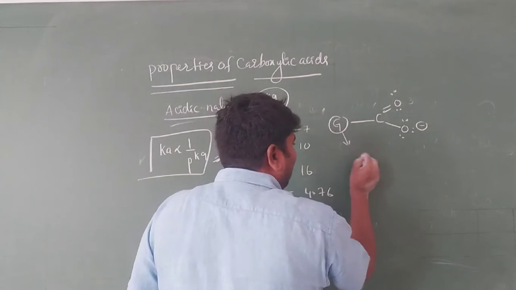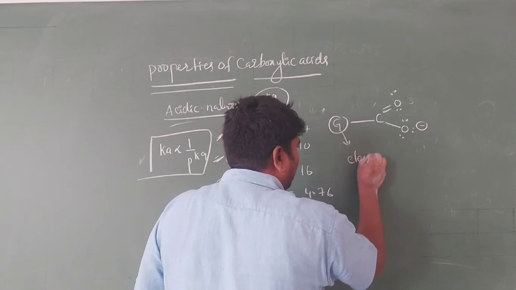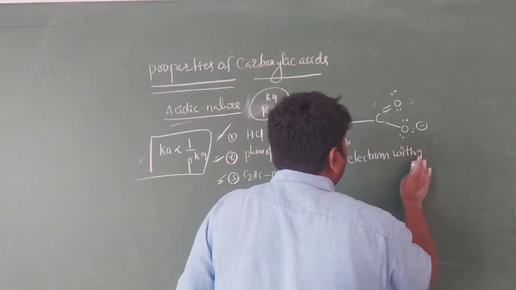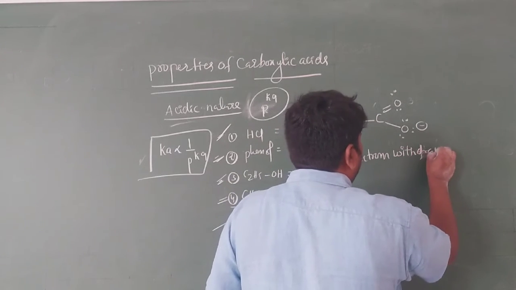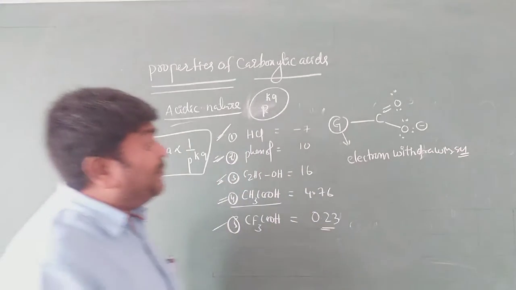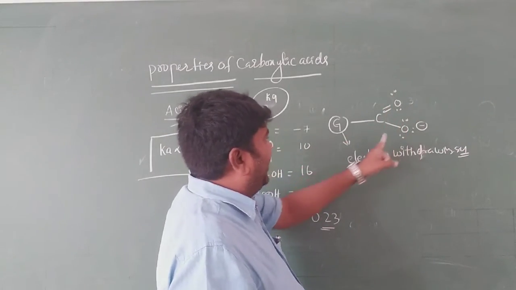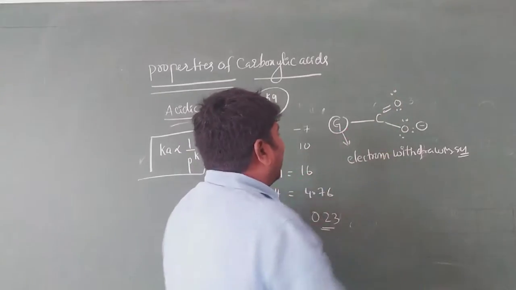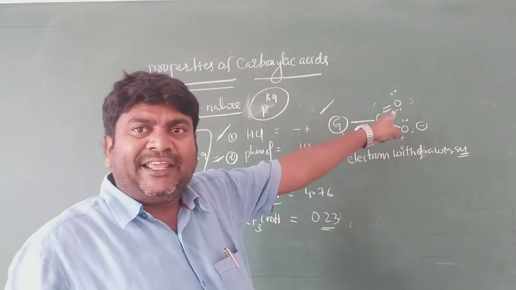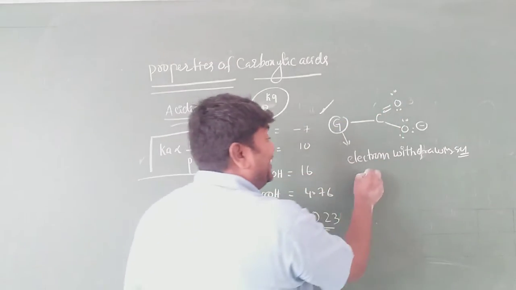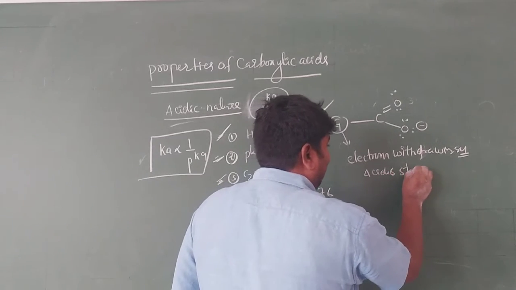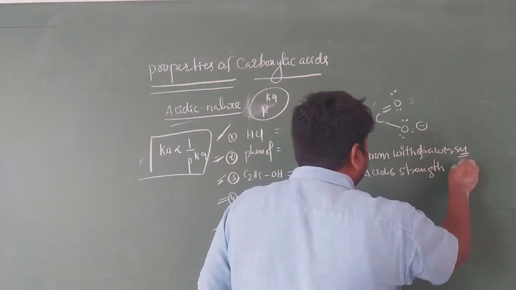It contains an electron withdrawing group. It is very important, my dear students. It stabilizes the carboxylate ion. If the carboxylate ion contains electron withdrawing groups, it stabilizes the carboxylate ion. Ultimately, acidic strength increases.